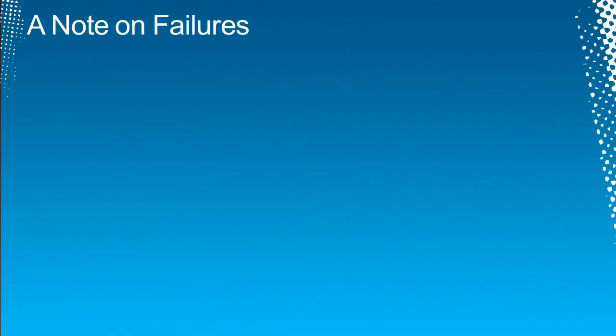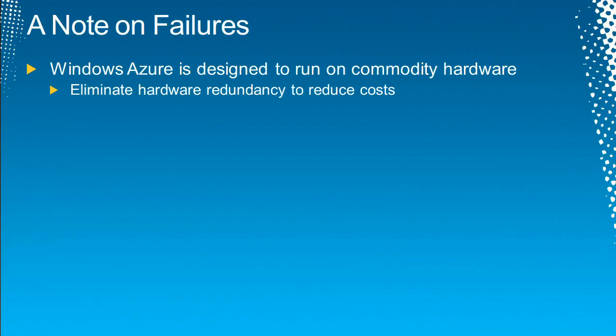And now I want to talk about failures, because in both the synchronous and asynchronous example, we had a request come into a single front-end role instance. That role instance tracked that outstanding request, say, in memory, and then dispatched it to the next tier of the application. Windows Azure is designed to run on commodity hardware.